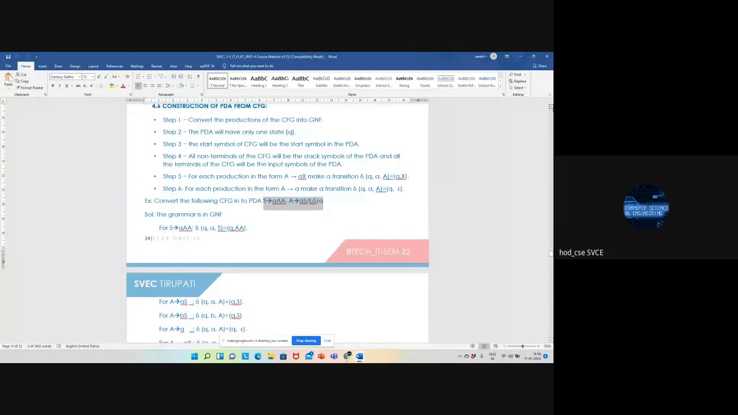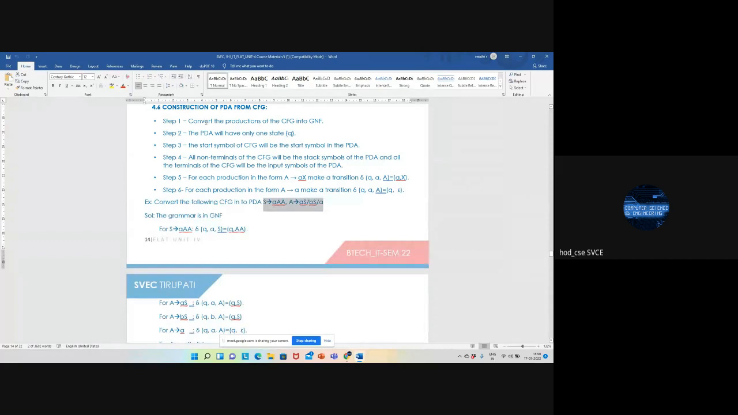What is step 1 for converting the PDA from the given context free grammar? Convert the productions of the context free grammar into GNF. First, all the productions we have to convert into GNF. In GNF production rules, on the right hand side, a terminal followed by any number of non-terminals, or only a single terminal, should be present. So we check whether all the productions are in Greibach normal form or not. The given grammar is in Greibach normal form only.